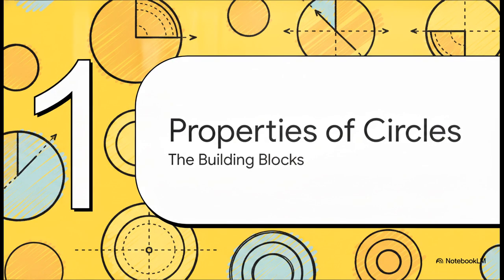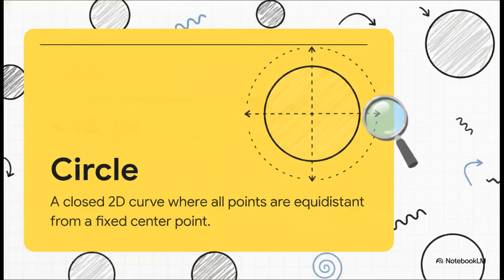Section 1. Properties of circles. The crucial thing to understand here is that a circle isn't just anything that looks round. In strict geometric terms, it's a very specific, closed, two-dimensional curve. Think of it as a pathway, a locus of points that are all perfectly equally distant from one fixed center point. That perfect balance is exactly what gives the circle all of its unique mathematical magic.